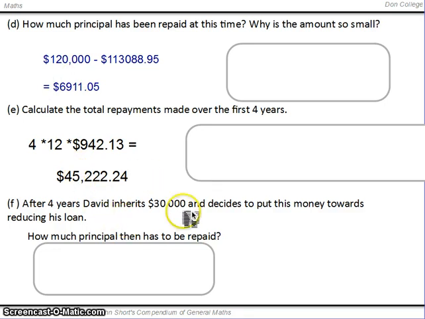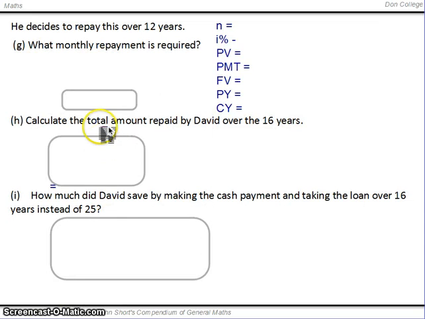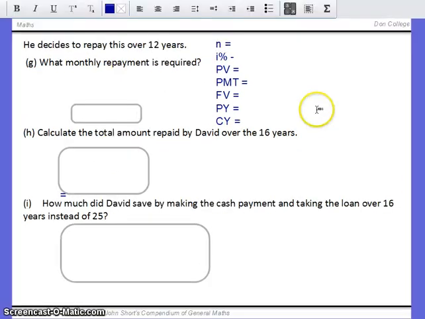Now, after 4 years, David inherits $30,000 and decides to put this money towards reducing his loan. How much principal has to be repaid? Well, he did owe at 4 years $113,088.95. Take away the $30,000 that he's putting in, and he's left owing $83,088.95. Okay, he decides to repay this over 12 years. What monthly repayment is required? So the most important thing is now that we recognise we have a new PV because we've stopped our loan. We're going to recalculate it, and it was $83,088.95.